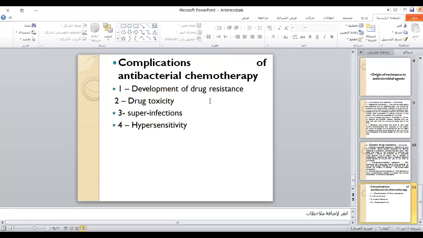طبعا أيضا من الأسباب المهمة لتطور development of drug resistance is the prolonged use of antibiotic. وهذا شايفينه حاليا بمجتمعنا انه الاستخدام طويل الامد للمضادات الحياتيه راح يؤدي الى ظهور عزلات مقاومه للمضادات المستخدمه. ايضا عندنا drug toxicity.